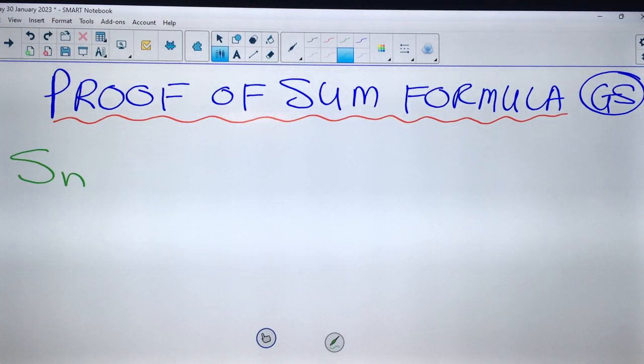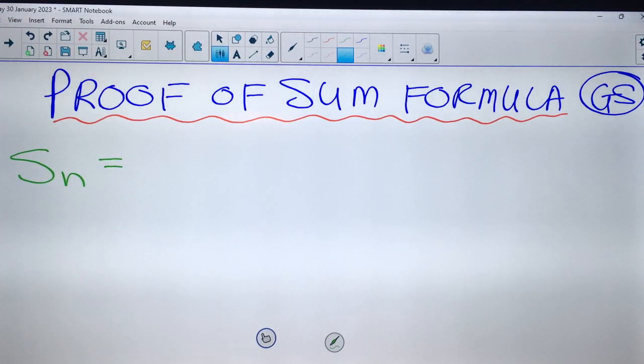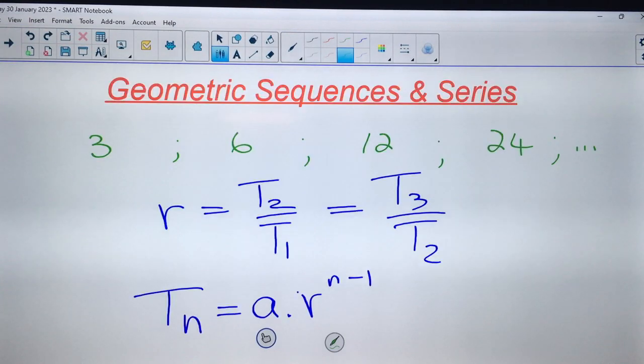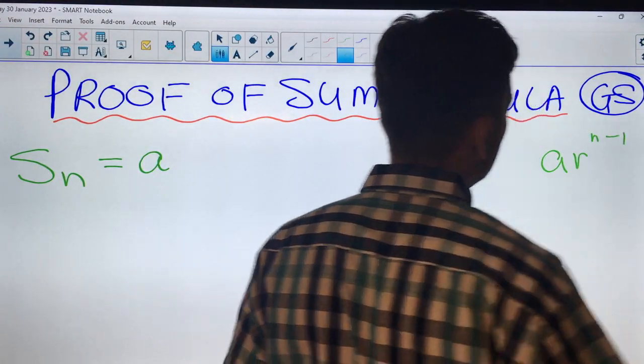Now since you have seen the other one, you will see that this is very similar to that. What is the first term? A. A is always the first term. What is the last term? Yes, Tn, the last term. So the last term is AR to the power of n minus 1.